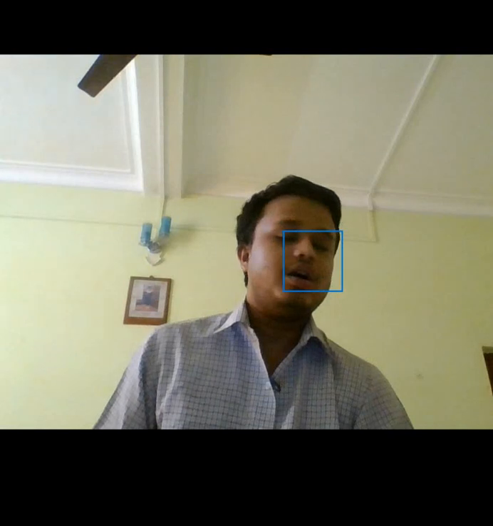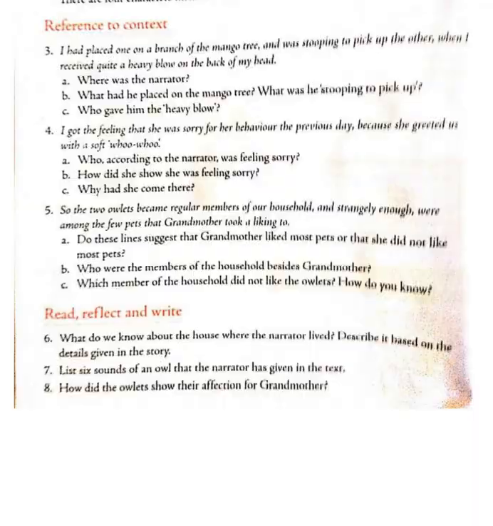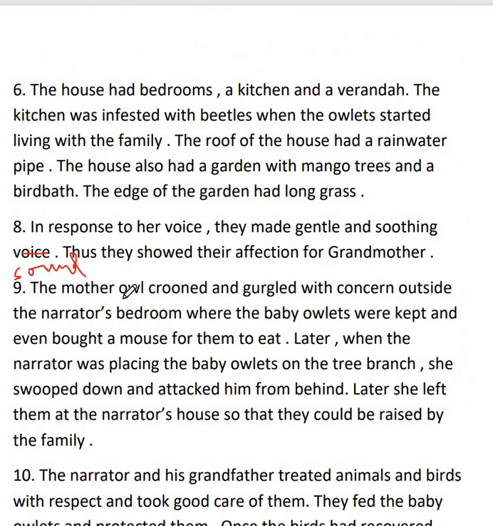So it has been shown many times how the mother owl showed that it actually cared for the owlets. The mother owl cooed and gargled with concern outside the narrator's bedroom, where the baby owlets were kept, and even brought a mouse for them to eat. And later, when the narrator was placing the baby owlets on the tree branch, she swooped down and attacked him from behind. Later, she left them at the narrator's house so that they could be raised by the family properly.